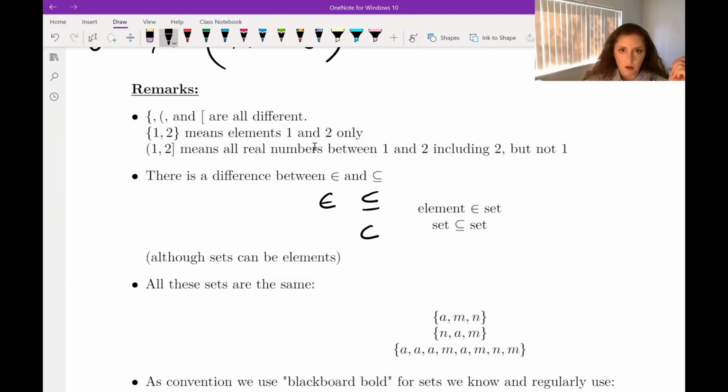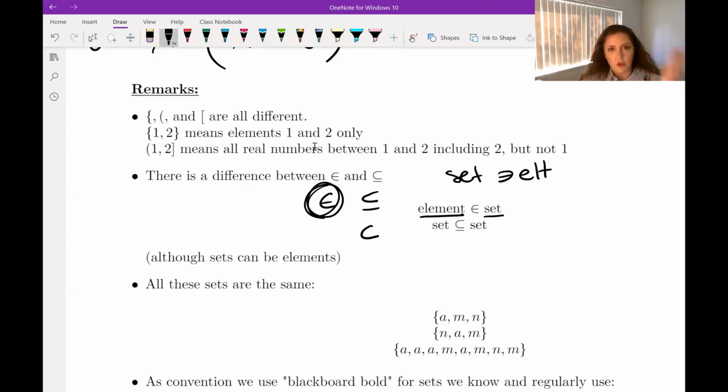I also wanted to bring up that there's a difference between this and this, or similarly that. With this one, it's only going to make sense if an element is on the left-hand side and a set is on the right-hand side. You can also do it the other way, that's fine as well. But the forky part needs to be stabbing into the set, and then the element is holding the fork. I don't know.